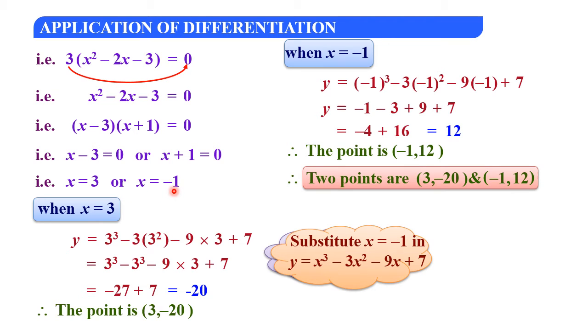So x equal to 3 and x equal to minus 1, after substituting it back to the original curve, so that here the value of y you will be getting. Okay, first after substituting x equal to 3 in the original curve, here you'll be getting minus 20, and after substituting x equal to minus 1 in the original curve, you'll be getting again one more value. Okay, that is 12. Next, these are the two important points right now you have got.